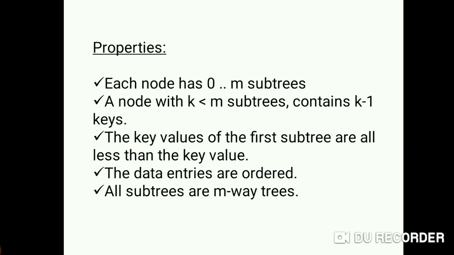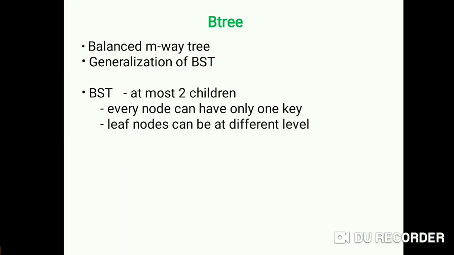Now let's focus on the B-tree. But basically M-way trees are appropriate for external searching. Appropriate means it takes the minimum number of disk accesses for searching. So an M-way tree is basically appropriate for external searching in minimum time. Okay, so now let's focus on the B-tree. This is the important concept.